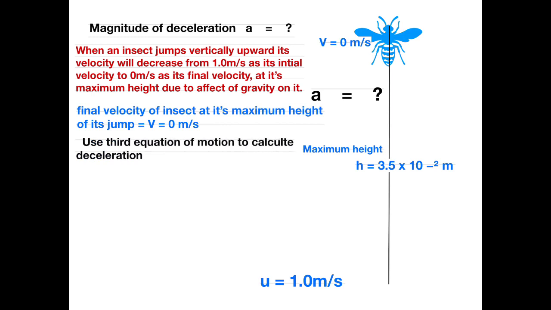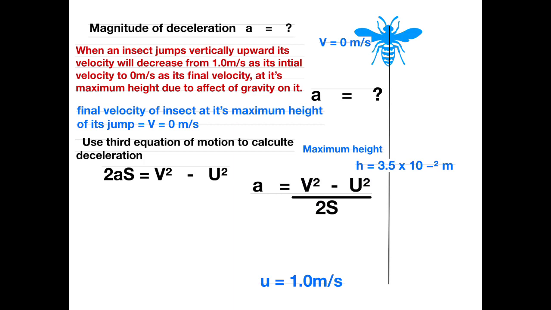So we now have the initial velocity, the final velocity, and the maximum height as well. We need to find the acceleration. So I'm going to go with the third equation of motion. The reason is that neither are we given any data regarding the time, nor are we asked to find the time. So it's very simple to go for the third equation of motion: 2as equals v squared minus u squared. Before plugging in the values, let's make a the subject as we did before. So a equals v squared minus u squared by 2s.